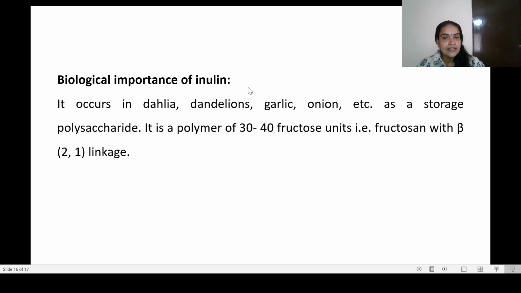Coming to the biological importance of inulin, it occurs in dahlia, dandelion, garlic, onion, etc. It's a storage polysaccharide. Inulin is also a storage polysaccharide. It's a polymer of 30 to 40 fructose units.